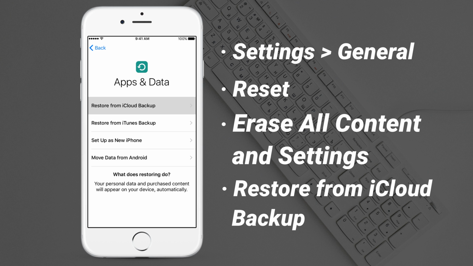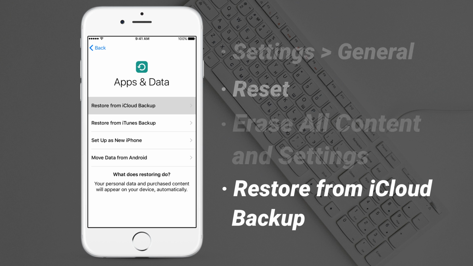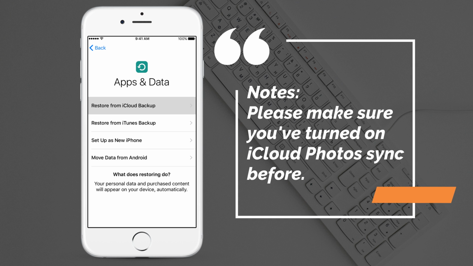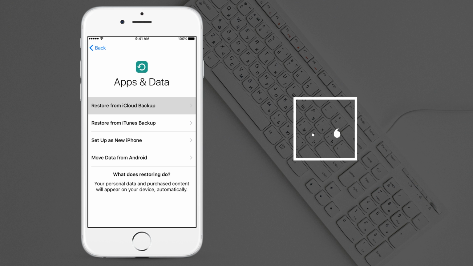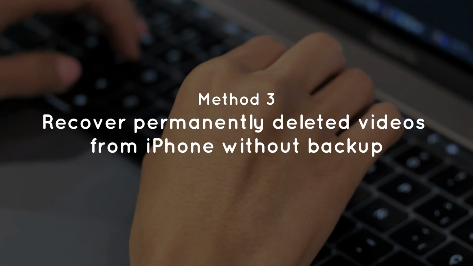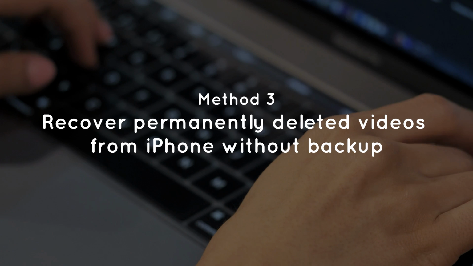When the Apps and Data screen appears, choose Restore from iCloud Backup. Please make sure you've turned on iCloud Photos Sync before. If you have no backups and want to restore permanently deleted videos from iPhone, please check method 3.